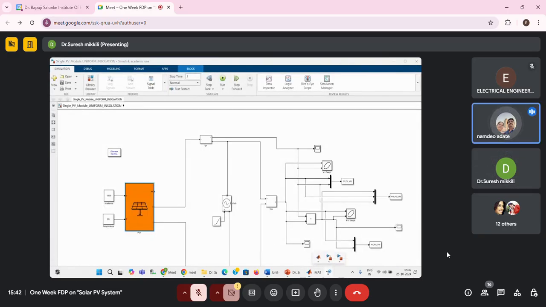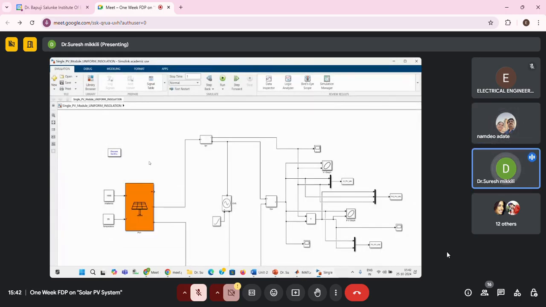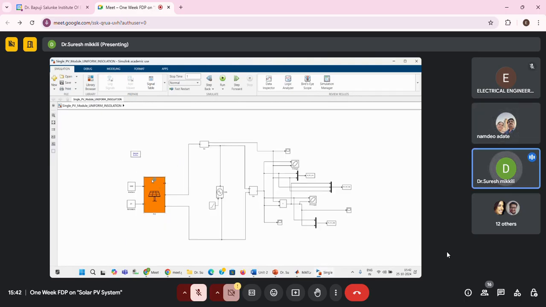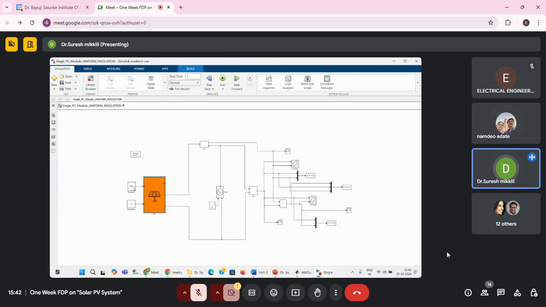Because I am in diploma, so we don't use MATLAB as such. Sir, okay. This is a single module, sir. From the PV array, one module I have taken. Kaisora KCGT I have taken. One parallel string, one series string I have taken. Then 1000 watt per meter square I have taken.